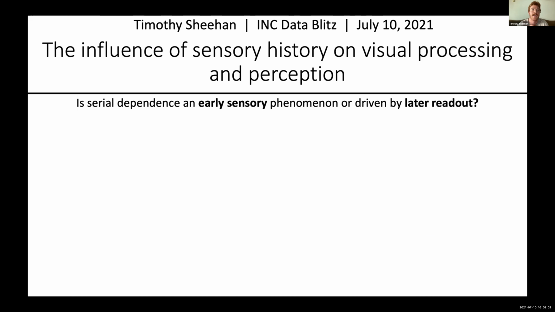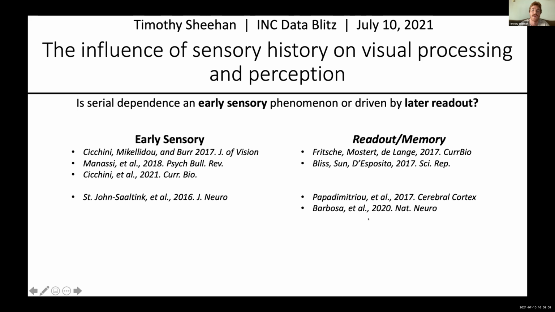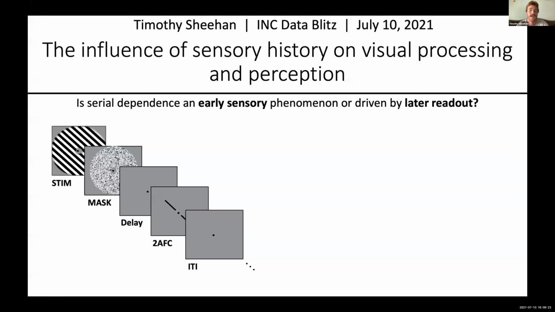A central debate among people who have been studying this phenomenon since then is whether or not serial dependence is an early sensory phenomenon, or is actually implemented only in memory or by a later readout. And the field's kind of split. And so I wanted to delve into this topic myself. I used a very simple paradigm to measure serial dependence, and then I'm going to use BOLD fMRI recordings to look at early visual activity and see how those representations are also affected by stimulus history.